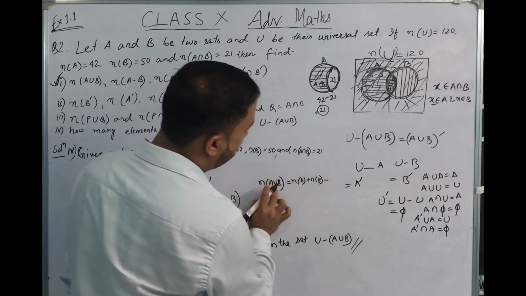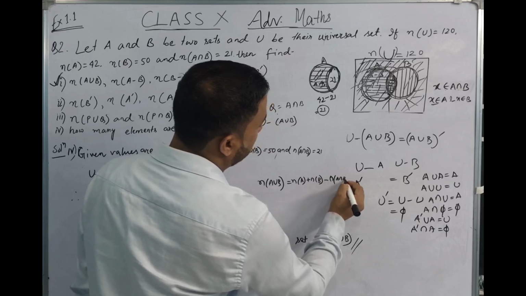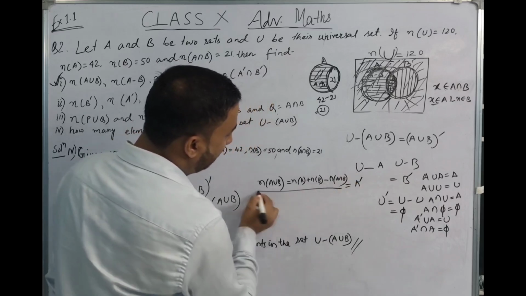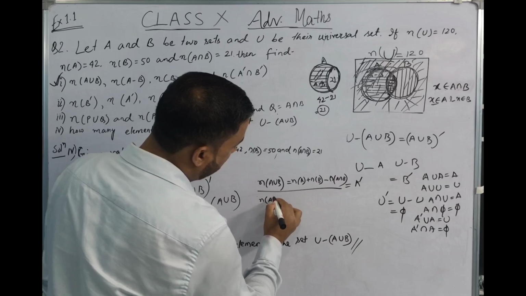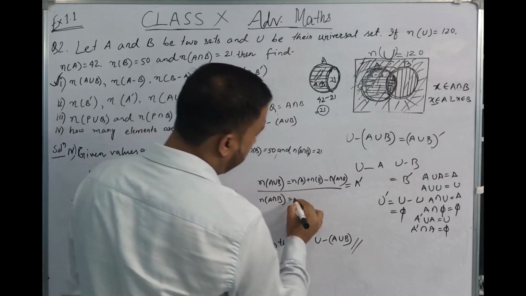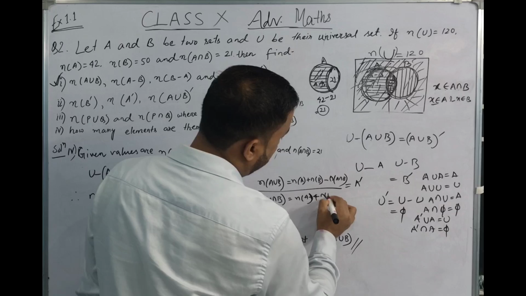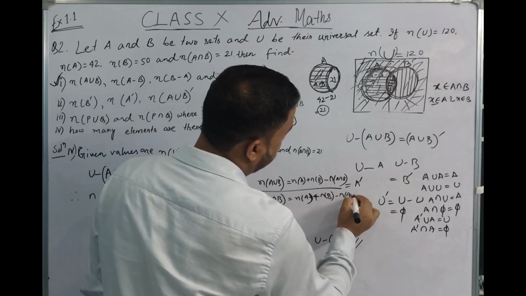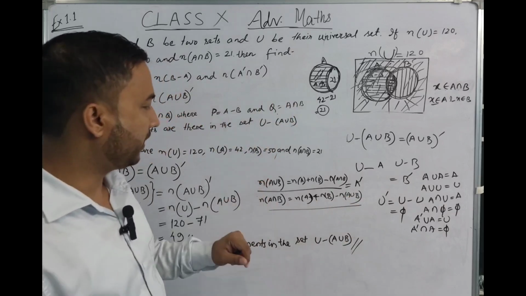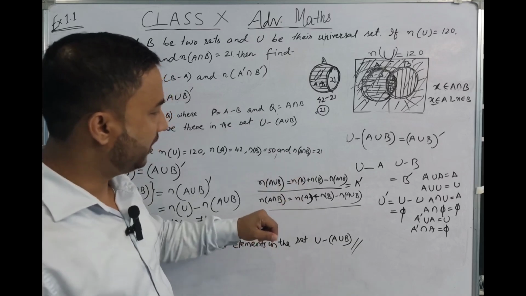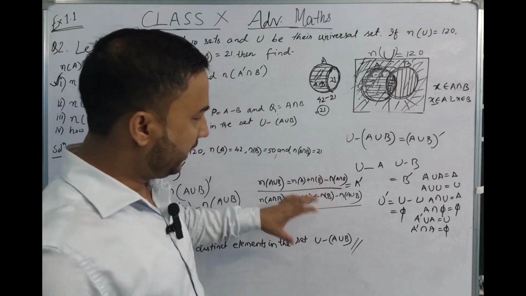Since it is a union, you have to subtract the number of A intersection B. Then from this formula we get some corollaries: number of A intersection B is equal to number of A plus number of B minus number of A union B. This corollary we can get from this formula. Or, if B is a null set, then number of A is equal to number of A union B.